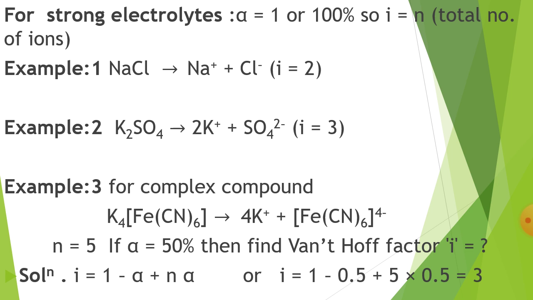If alpha equals 50%, then find the Van 't Hoff factor i. For dissociation, we apply the formula i equals 1 minus alpha plus n alpha. Here alpha is given as 50%, that is 0.5, and n equals 5. By putting these values, we get the answer 3. So here the Van 't Hoff factor value is 3. If alpha equals 100%, in that condition i should be 5, that is, the total number of ions, so i equals n.